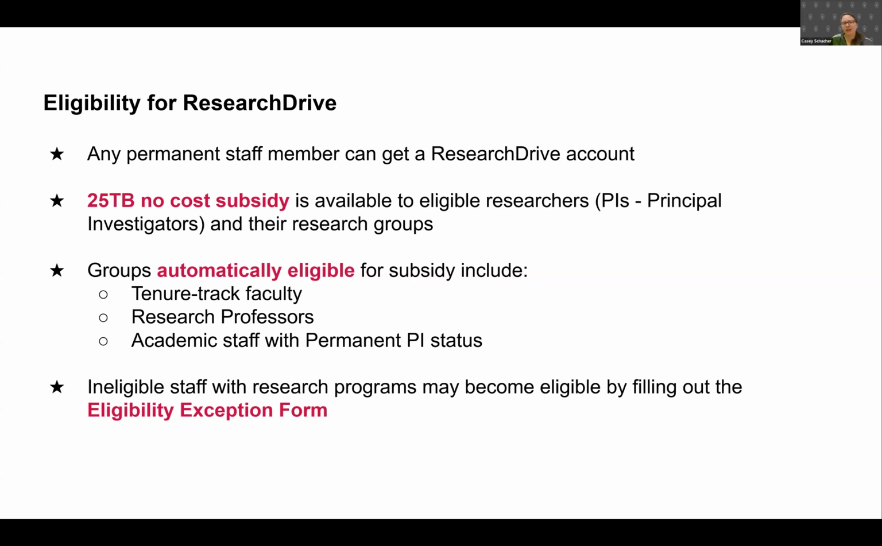For people that don't fall into those, and there are many researchers on campus that do not fall into those 3 groups, they may still be able to become eligible for that 25 terabyte subsidy. And we just ask them to fill out what we call the eligibility exception form. It's a bit of a process. They fill out this form, we evaluate, and it asks questions about the research program. We evaluate it, but the VCGRE's office has approved for us to provision accounts with the 25 terabytes of no-cost subsidy if they meet some criteria. Generally, we're looking for people to be lead PIs on a funded research project.